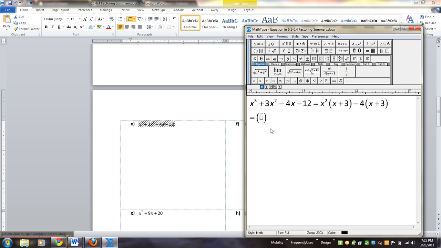So they both have an x plus 3. You can take that out. That'll leave you x squared in the front minus 4. But x squared minus 4 breaks up even further to x minus 2, x plus 2.